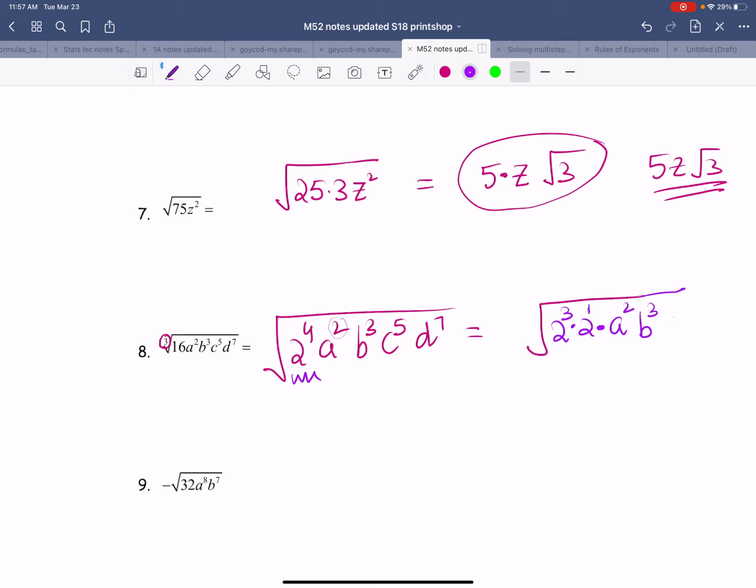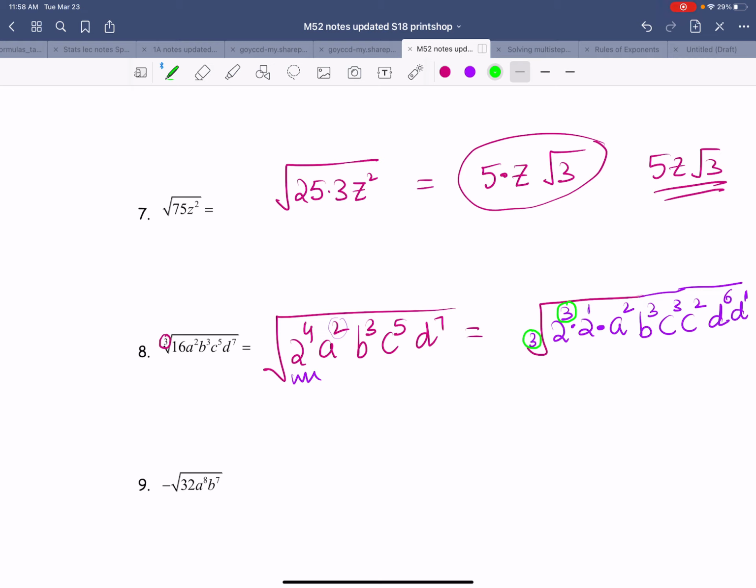C to the 5th power, I'm going to write it as c squared times c to the 3rd, because exponents add up, so it's equivalent to c to the 5th power. And d to the 7th, I'm going to write it as d to the 6th times d to the 1st power. And again, don't forget the number in the pocket is 3. Now I'm going to be dividing the exponents with the index.